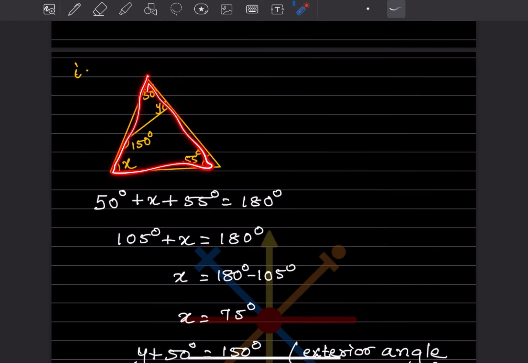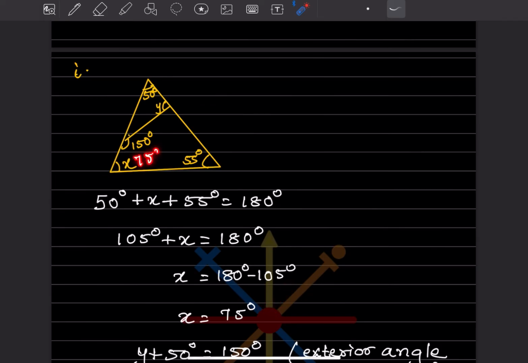So that will be 50 plus x plus 55. That will be 180. So you can write it here, because the sum of angles of this one triangle is 180. So you can write the reason over here. So now it will be 50 plus 55, that will be 105 plus this x, that is 180. So x will be 180 minus 105. So x is 75 degrees. So now you know this is 75 degrees.